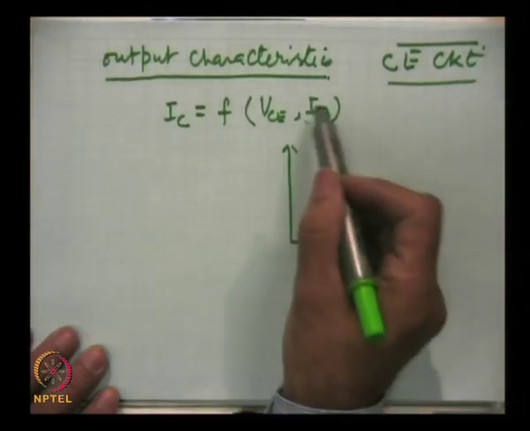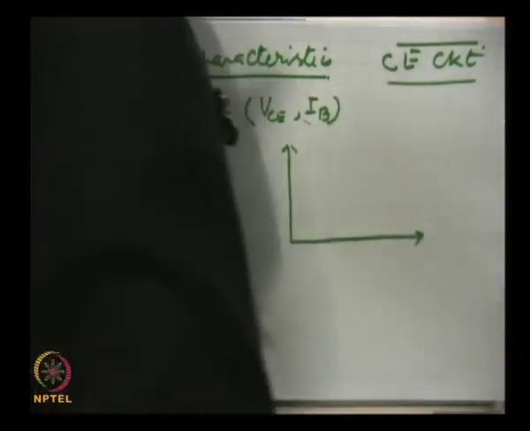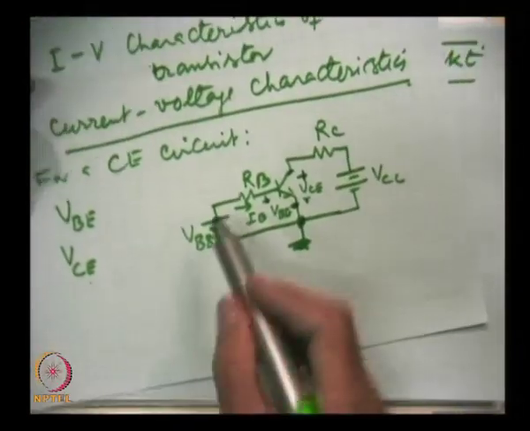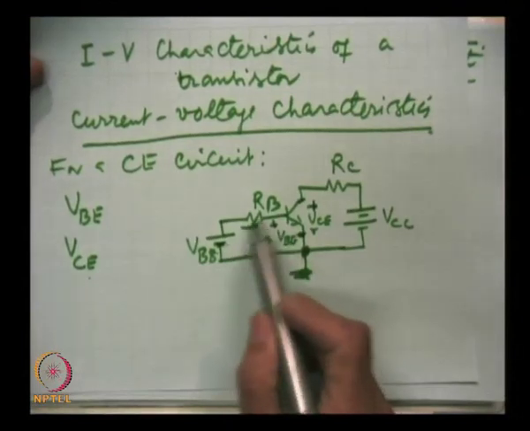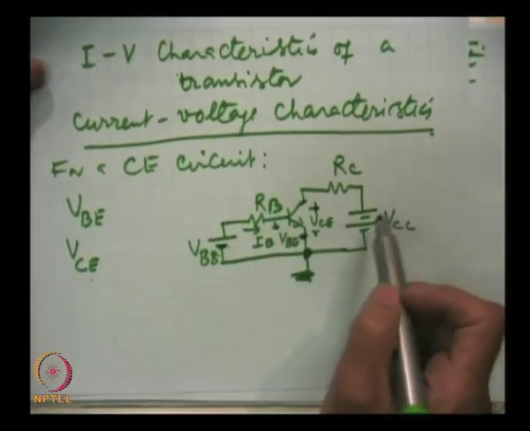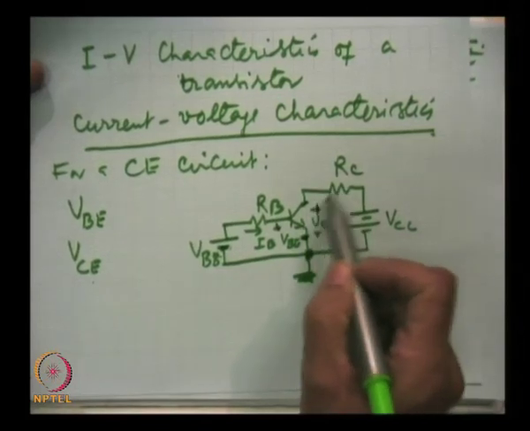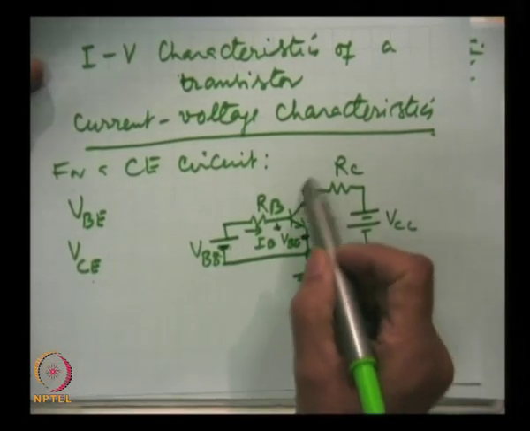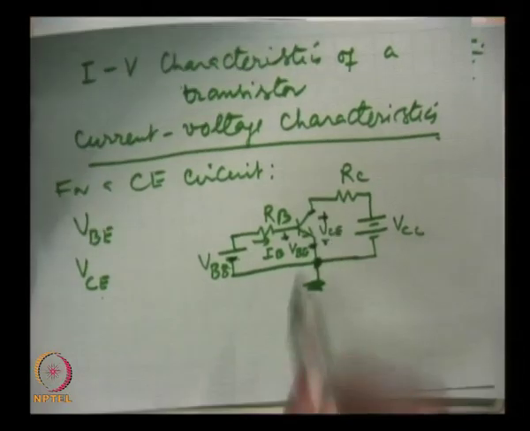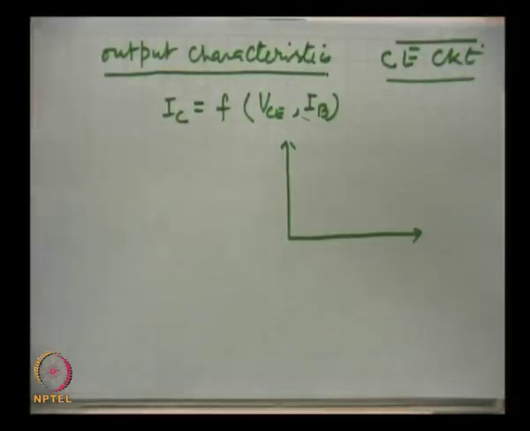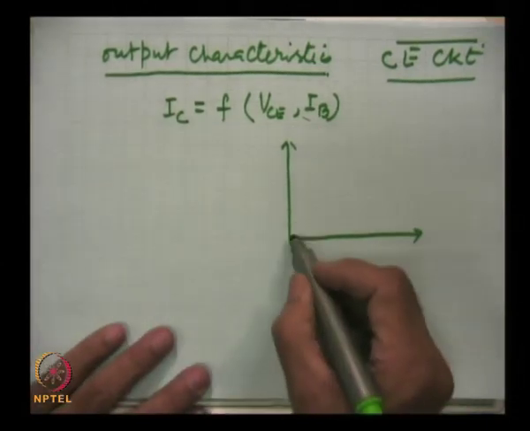We change IB here. For different values of IB, we measure, first we keep this voltage constant and we measure the collector current by putting an emitter here, and then we keep on changing that voltage and we get a set of characteristics like this.